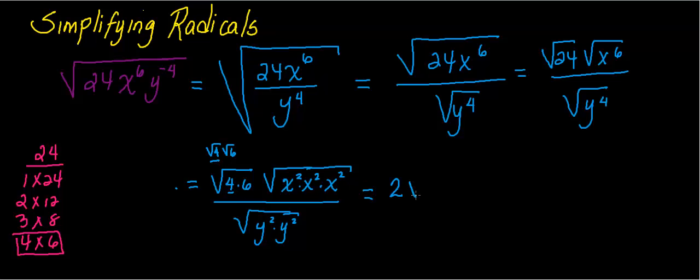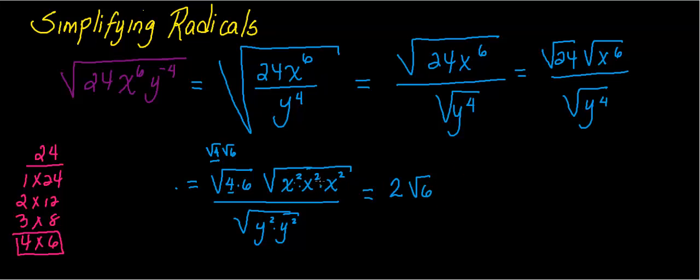And the square root of 6 I keep, because I can't simplify 6 any further. The only factors for 6 are 1, 6, 2, and 3, and none of those are perfect squares. So that means that the square root of 6 is already simplified as much as it can be simplified.